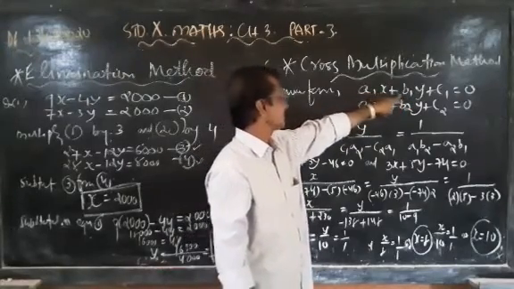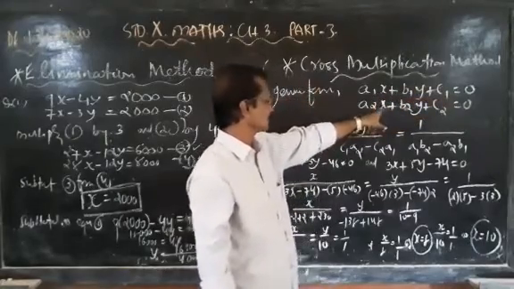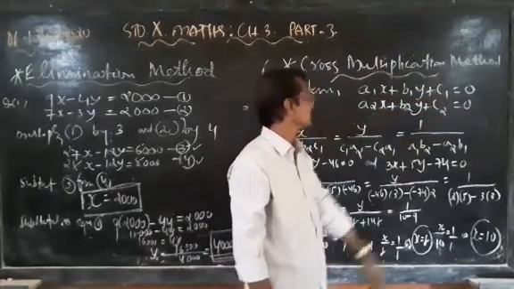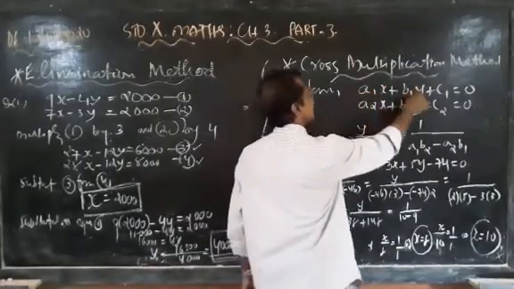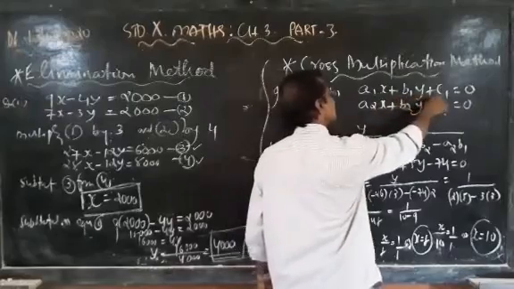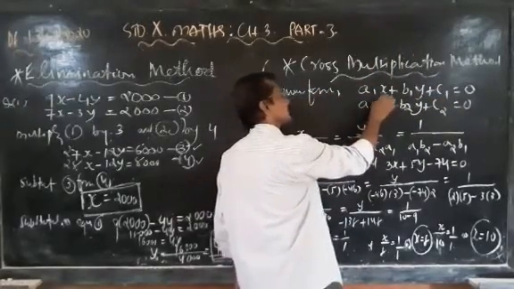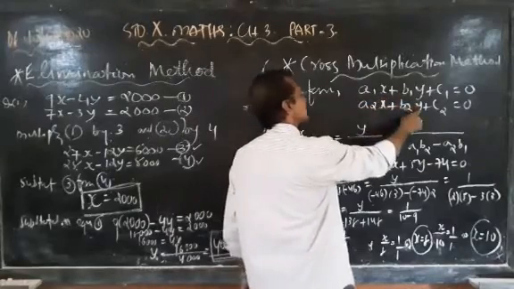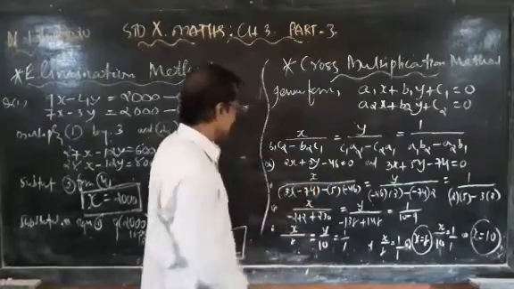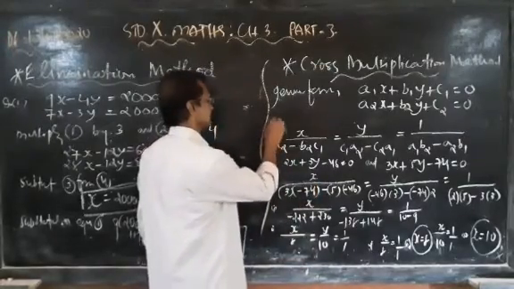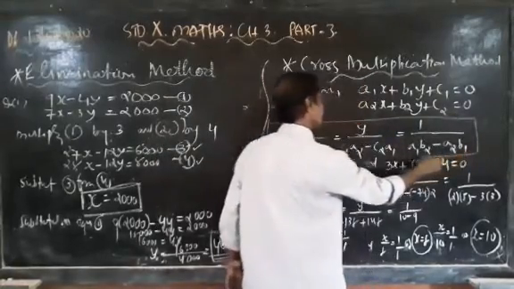The general form of the linear equations in two variables: a1x plus b1y plus c1 equal to 0, then a2x plus b2y plus c2 equal to 0. Now for the first variable x, the coefficient is a1. For y, the coefficient is b1 and the constant is c1. And in the second equation, the coefficient of x is a2, the coefficient of y is b2, then c2 equal to 0. Now this is the equation you need to remember. This is the equation you need to remember.